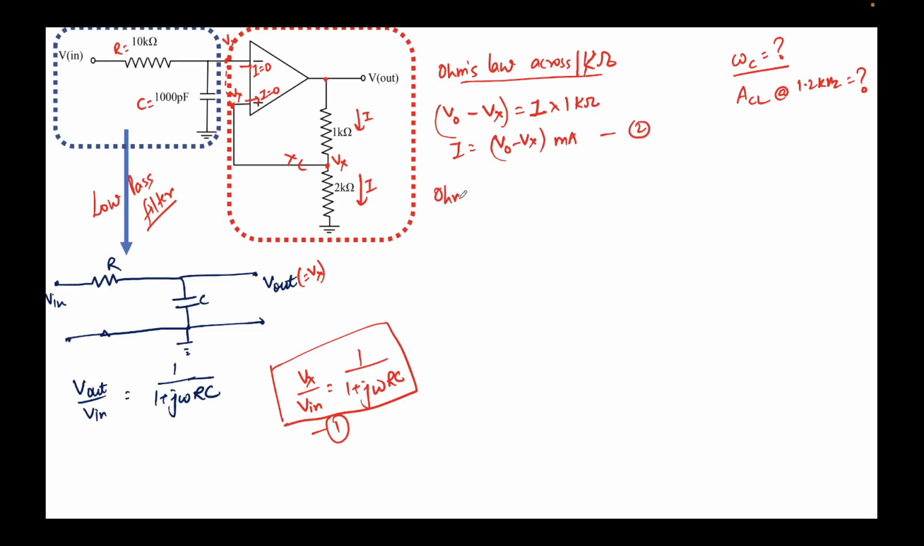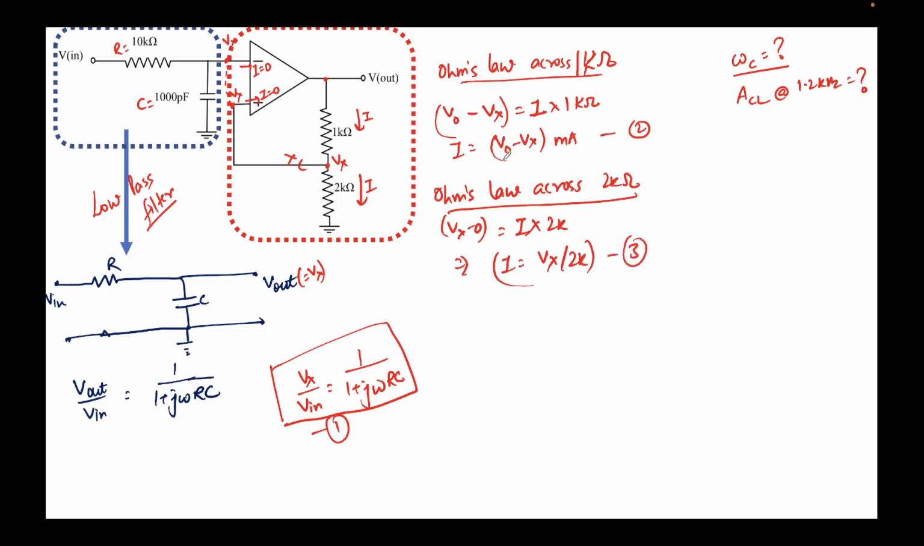Now I'll apply Ohm's law across the 2 kilo ohm resistor, and I will write Vx minus 0 because the potential drop across this resistor is Vx minus 0, which is equal to the current flowing, I, times the resistor value, which is 2K. So this gives me I equal to Vx over 2K. This is expression number 3.